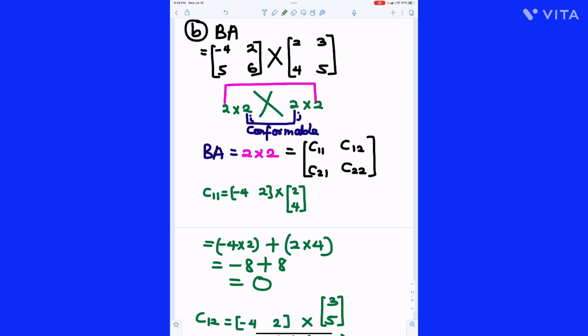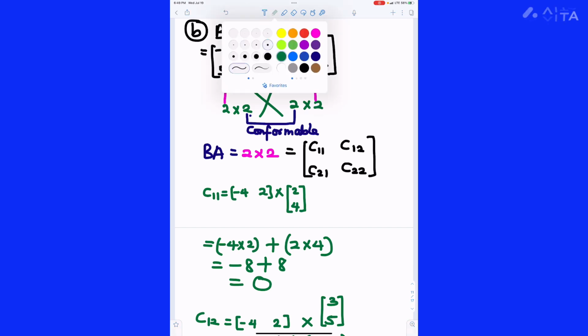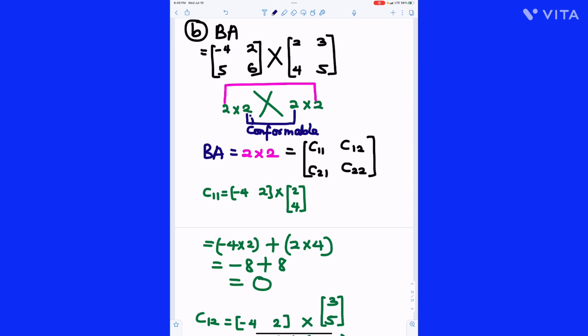I'll now check if the number of columns in B, my first matrix, is equal to the number of rows in A, which is the J value here. If the number of columns here is equal to the number of rows here, then the two matrices are conformable for multiplication. And as you can see, 2 is equal to 2 here, so the matrices can be multiplied.